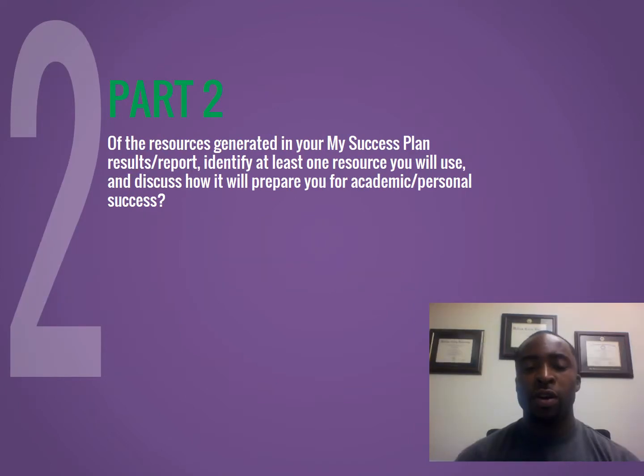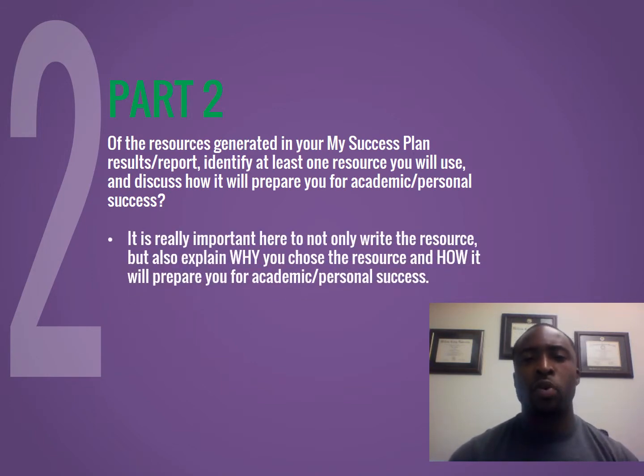Moving on to part two of the question or statement. Of the resources generated in your My Success Plan results or report, identify at least one resource you will use and discuss how it will prepare you for academic or personal success. Now, at this point, it's very important that we don't just list the resource. We want to explain the why and the how. Why we chose it and how it will prepare us for academic or personal success.